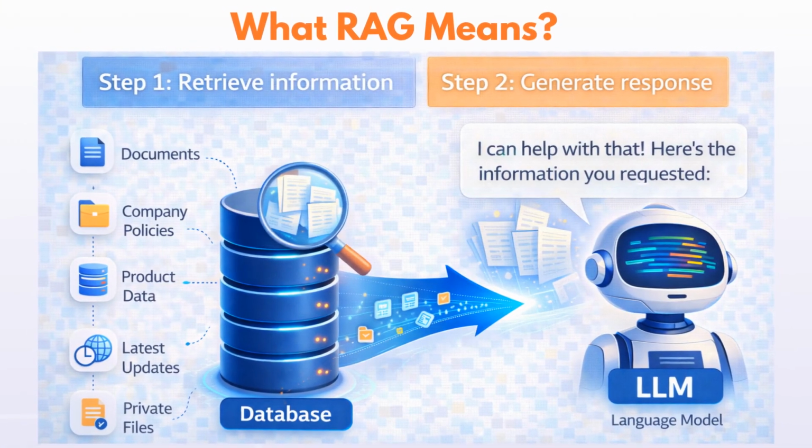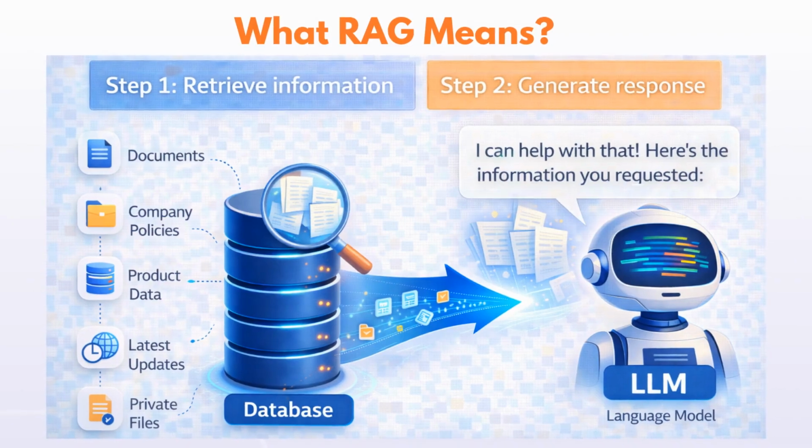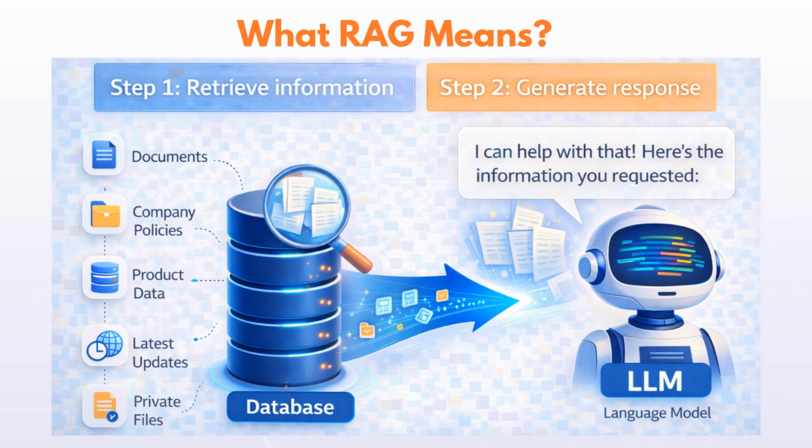Retrieval-augmented generation combines two steps. First, the system retrieves relevant information from a data source. Second, the language model uses that information to generate an answer. The model isn't guessing anymore. It's responding based on real documents.